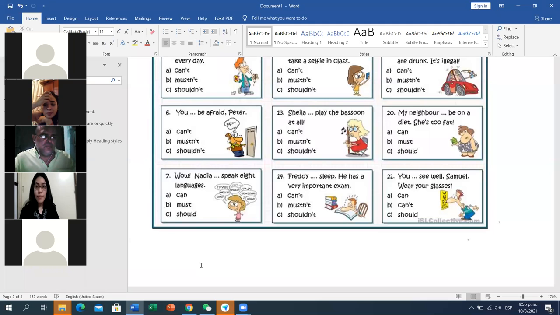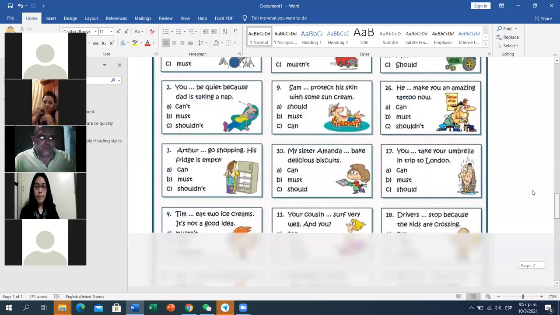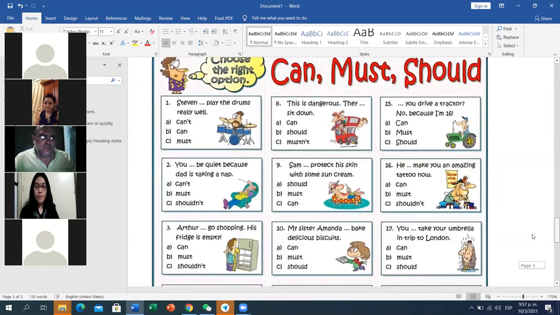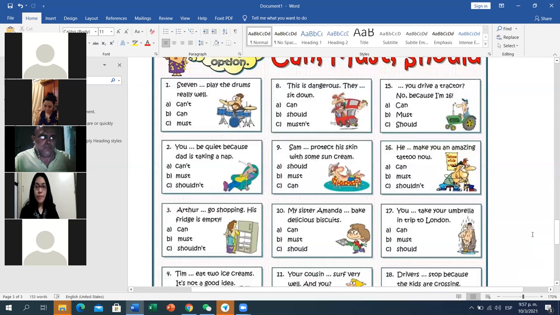Number seven. How Nadia can't speak eight languages? Excellent. Yes, it doesn't make sense that says Nadia should. Ella debería, no, pues que nos regañen a todos, que deberíamos. Nadia must, no, pues que nos obliguen a todos. So Nadia can, ella puede hacerlo. Okay, excellent, very good. Then, Mauricito, Lima, go ahead, please.